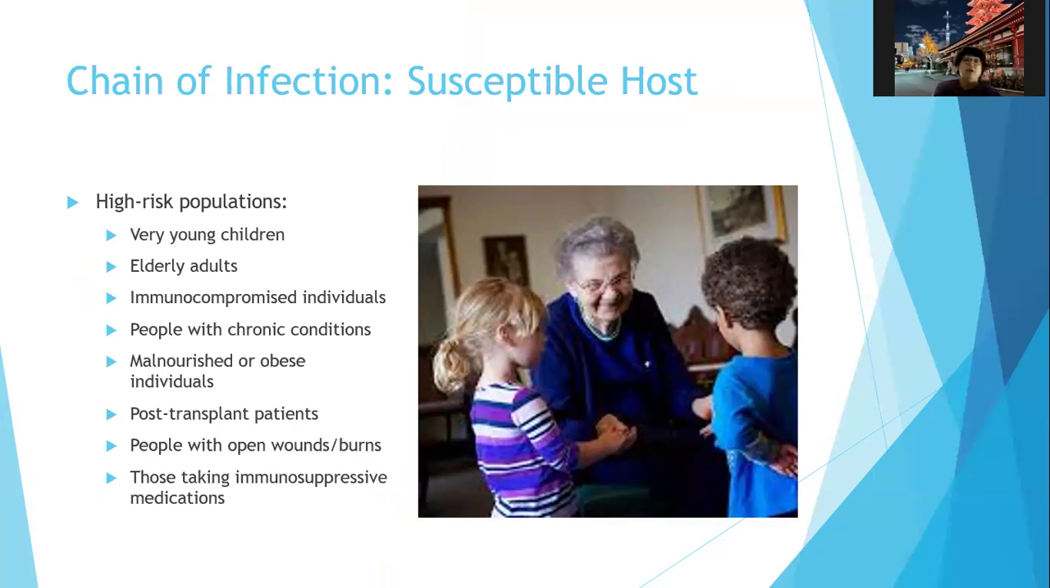Susceptible host. High risk populations include very young children because they have underdeveloped immune systems, elderly adults because their immune system has started to diminish, and immunocompromised individuals, for obvious reasons. People with chronic conditions and malnourished or obese individuals are more susceptible. Post-transplant patients are, because they have to be on immunosuppressive drugs. People with open wounds or burns, because their first line of defense, their skin, is broken. People taking immunosuppressive medications, like organ transplant patients or people with rheumatoid arthritis, are the more susceptible hosts.